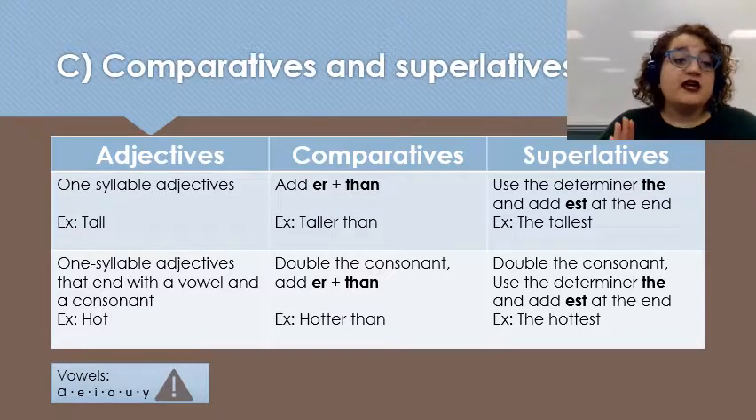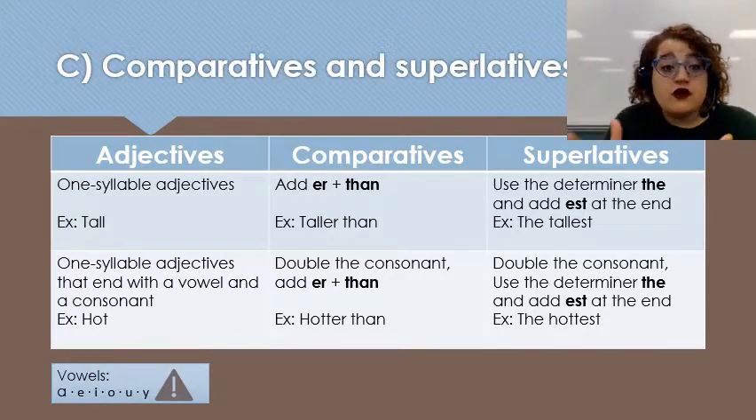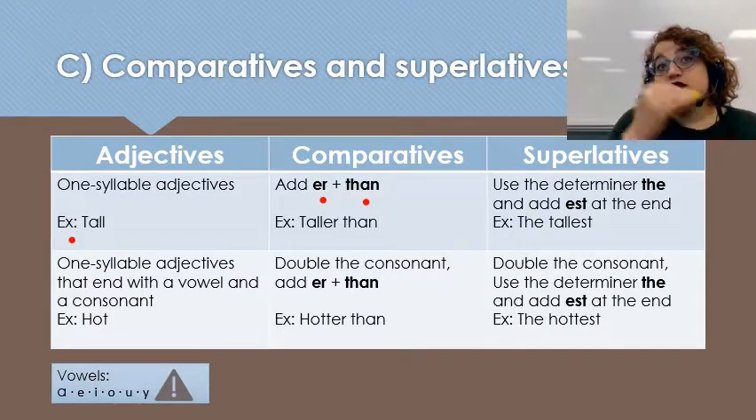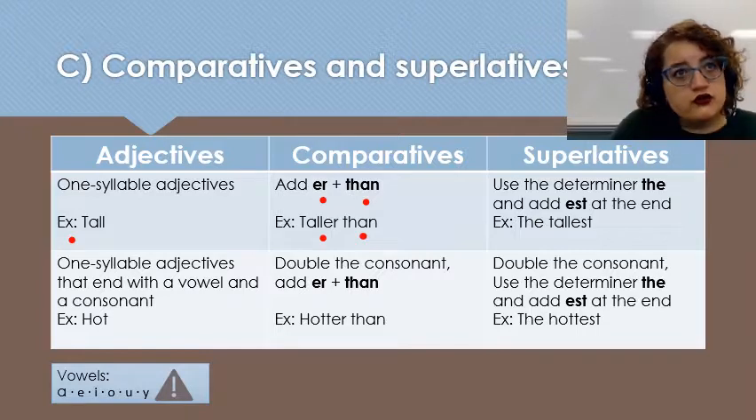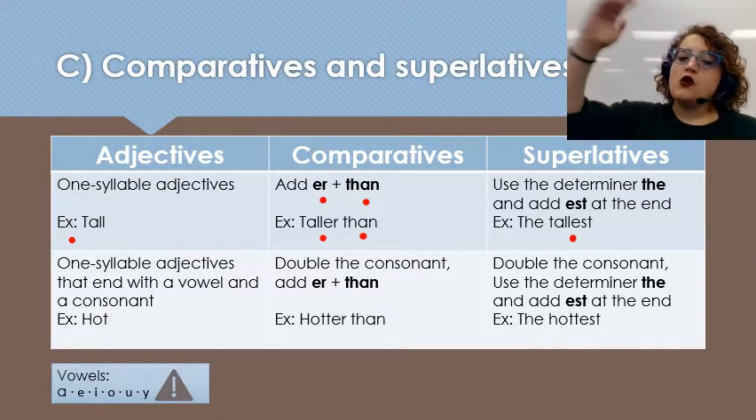So for example, if your adjective has only one syllable, so syllables are sounds that are made by the word. So for example, tall is only one syllable. You're going to add -er and then "than". So for example, when you use tall, if you want to say that someone is more tall than the other person, you're going to say "taller than". And when you want to compare two or three or four things, then you're going to say that this person, for example, is the tallest, so the most tall.